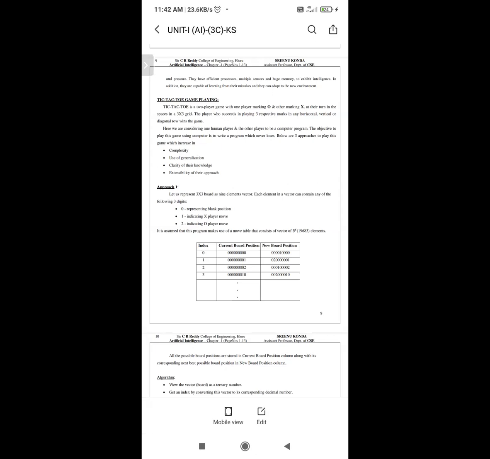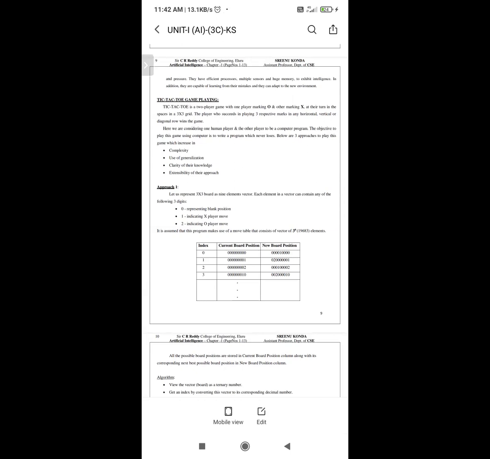Right. So coming to the first approach. Let us represent a 3x3 board as a 9-element vector. Each element in the vector can contain any of the following three digits: 0, 1, or 2. 0 means a blank position, 1 means player X's move, and 2 means player O's move.